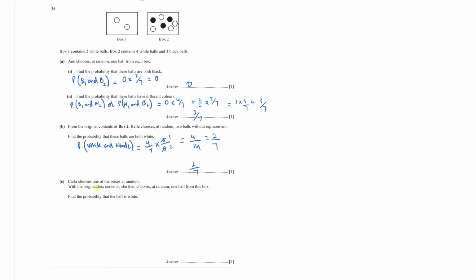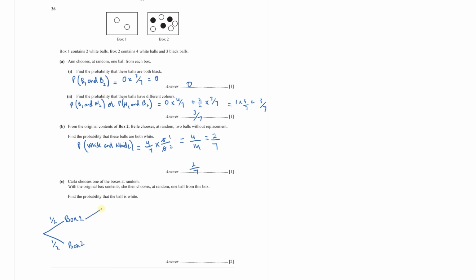Part C is Carla chooses one of the boxes at random. With the original box contents, she then chooses at random one ball from this box. Find the probability that the ball is white. So we can draw the probability tree diagram for this part. First, Carla chooses a box at random. If you're given a choice at random between box 1 and box 2, you will get half probability of choosing box 1 and half probability of choosing box 2.